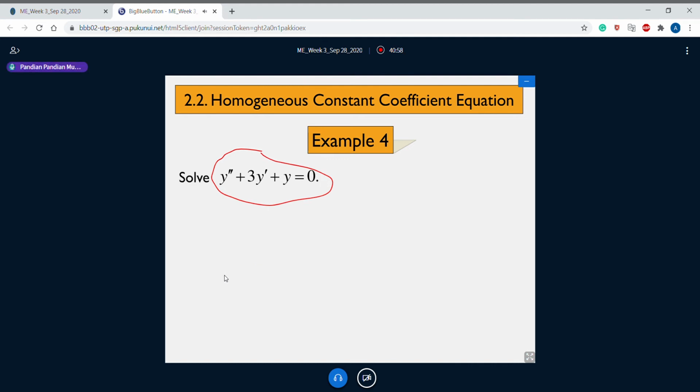Any question, class, here? Example 4. This is the last slide for homogeneous constant coefficient. Any question? Example 4, class.